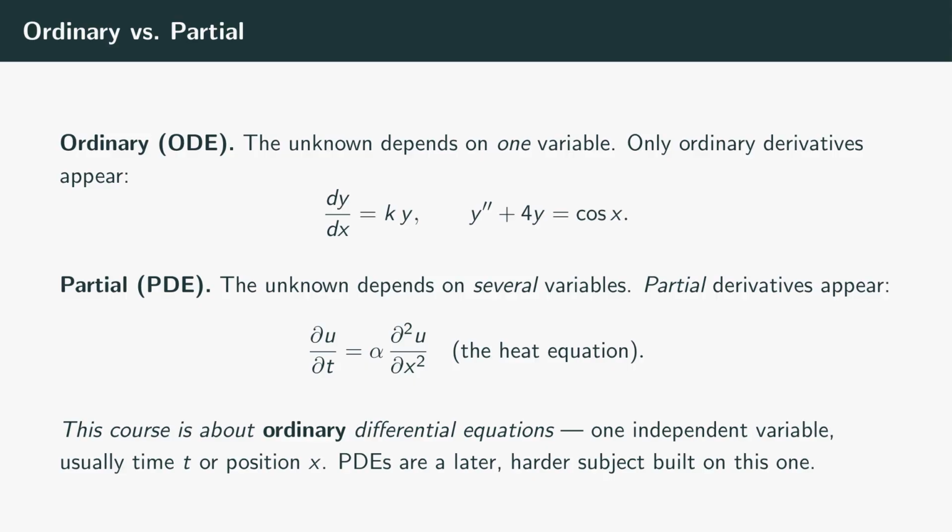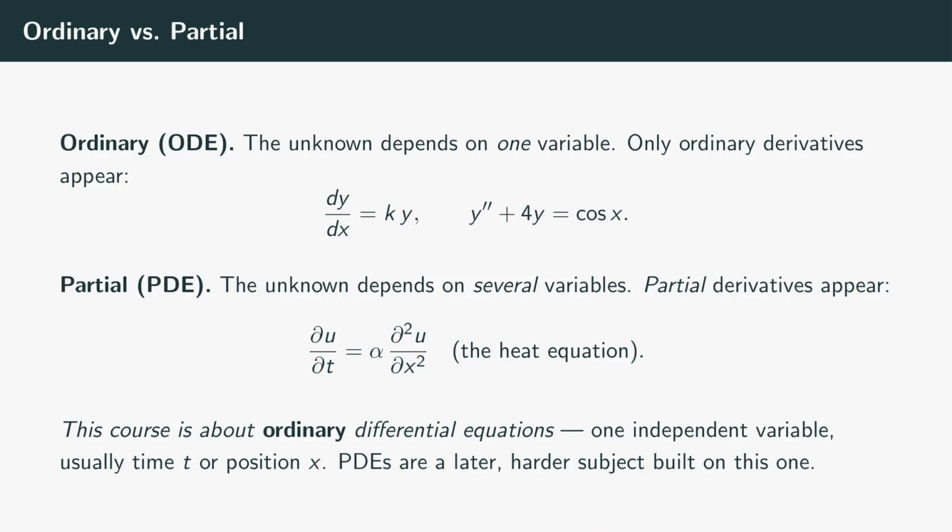Now, an important fork in the road. Differential equations come in two broad families. The first is the ordinary differential equation, which is what this whole course is about. In an ordinary equation, the unknown function depends on just one variable, usually time, or a single position coordinate. Only ordinary derivatives, the dy/dx kind, appear.